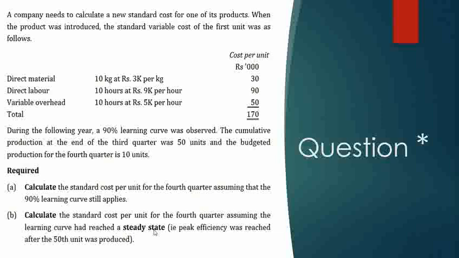So here they are saying peak efficiency was reached after the fiftieth unit was produced. So here they are saying after the 50th unit, they are coming to a steady state, which means their maximum efficiency or the peak efficiency they are achieving at 50th unit.